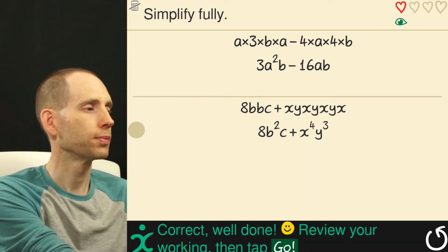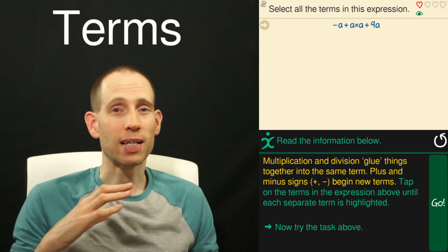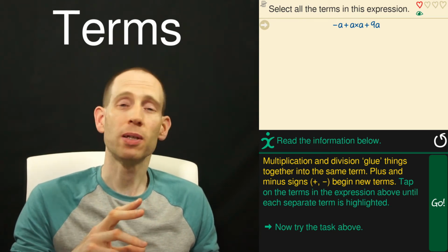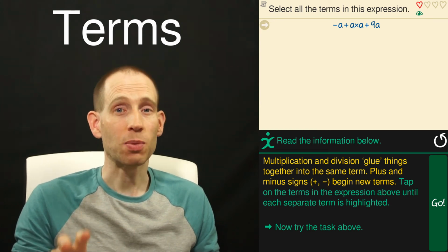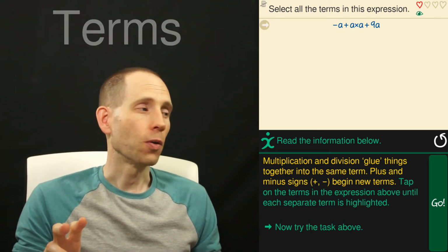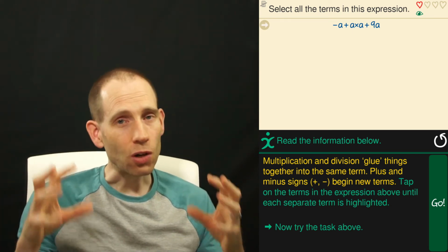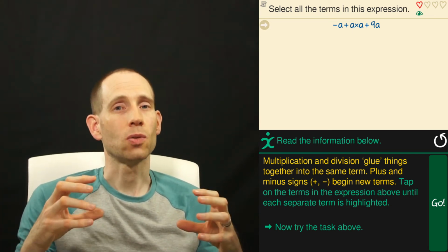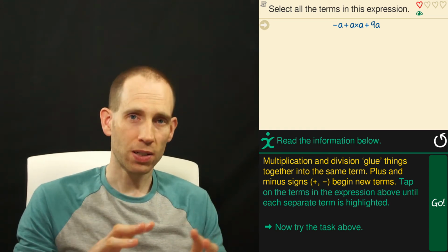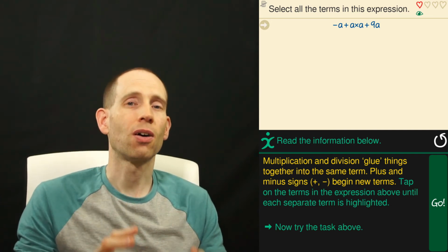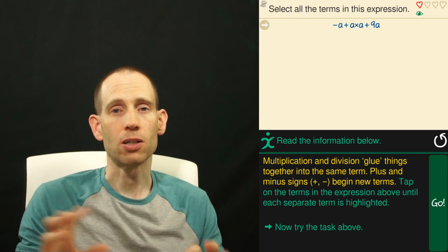There we are. Okay, so this is one of the main reasons that I wanted to leave my job as a math teacher and spend some time developing this app. And this is to do with terms, which is the title of this particular topic. Multiplication, and later we'll see division, glue things together into the same algebraic term. And plus and minus signs are the start of a new algebraic term. They separate the terms. They begin a new algebraic term.